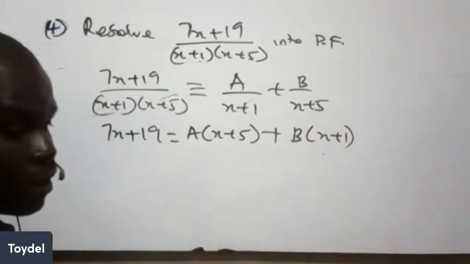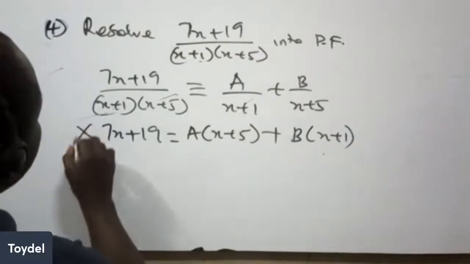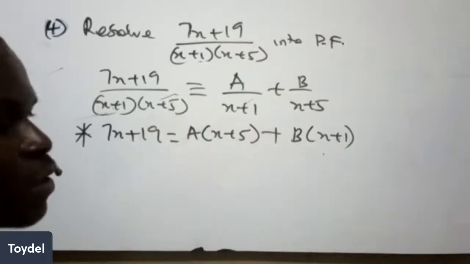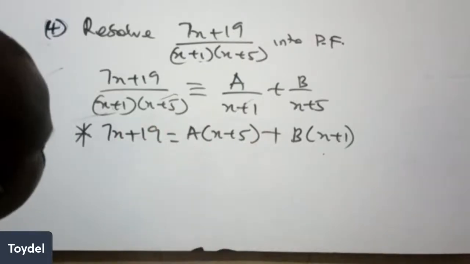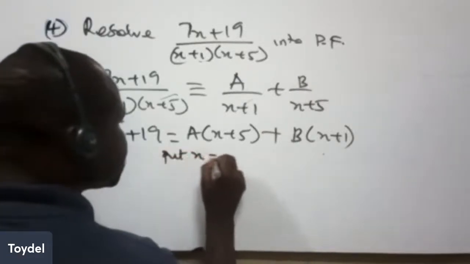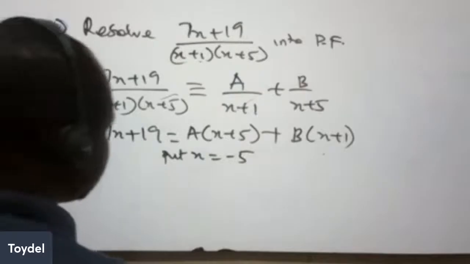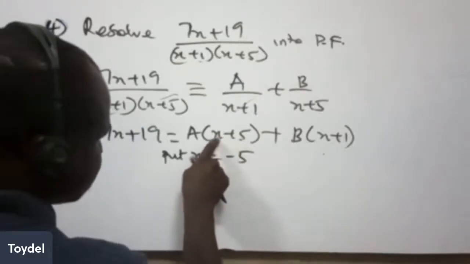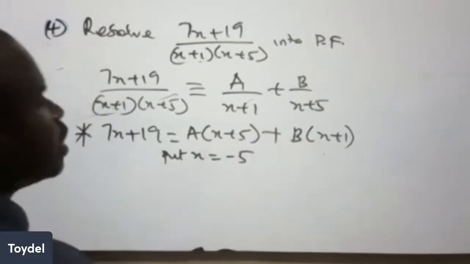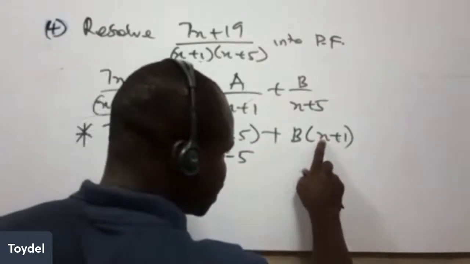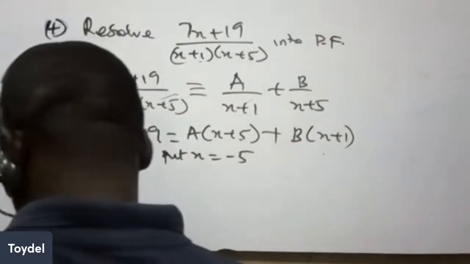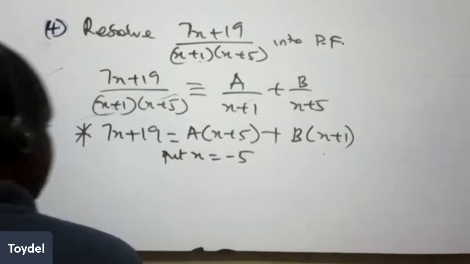So I prefer the cover-up method. Once we get to this point, there are two methods of resolution: you use comparing coefficients or the cover-up method. I'll use the cover-up method here because it's faster. I'll just put x equal to minus 5. That is, this is (x + 5). If I assume x to be minus 5 here, this place will vanish. Then I'll be able to get the value of B. If I assume the value of x to be minus 1, B will vanish and I'll get the value of A. That is why I prefer the cover-up method, because it looks faster.